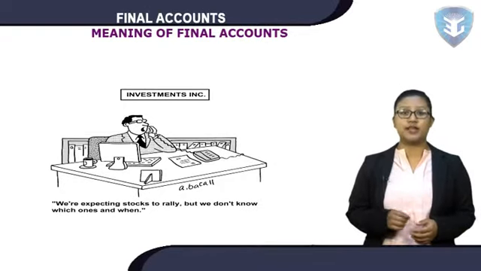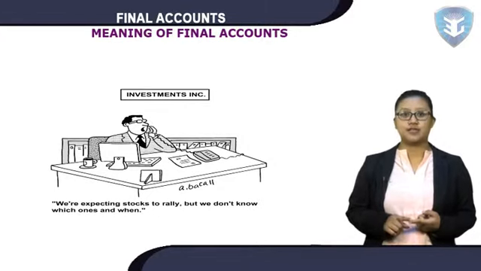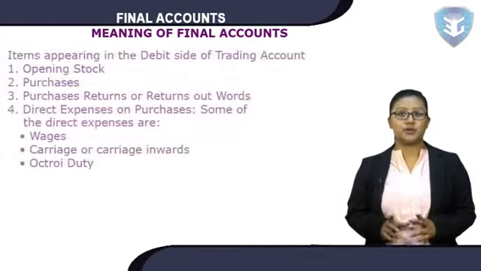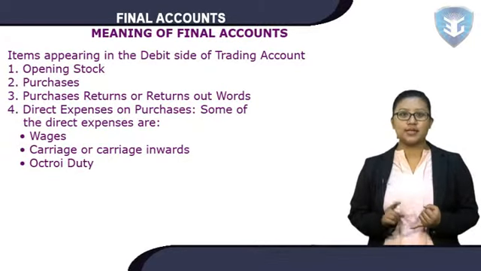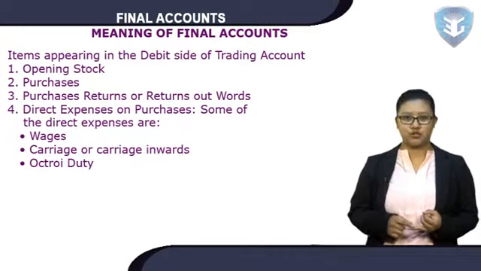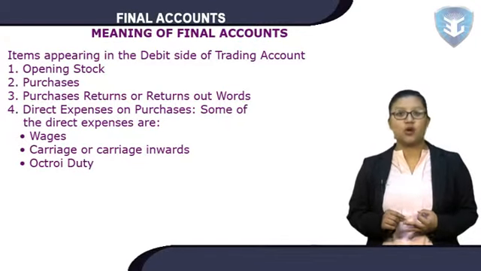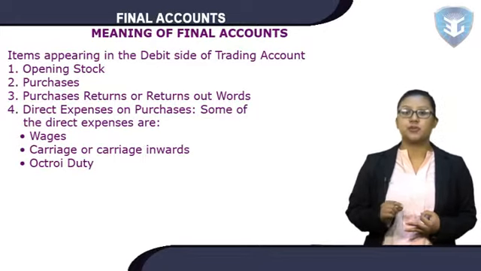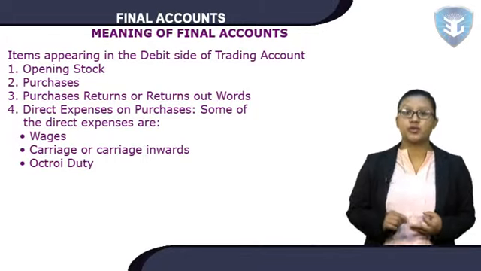As in the case of other ledger accounts, it also has two sides, viz. debit side and credit side. Items appearing on the debit side of the trading account are opening stock. Stock on hand at the commencement of the year or period is termed as the opening stock. Purchases. It indicates total purchases, both cash and credit, made during the year. Purchase returns or returns outwards. Purchase returns must be subtracted from the total purchases to get the net purchases. Net purchases will be shown in the trading account.